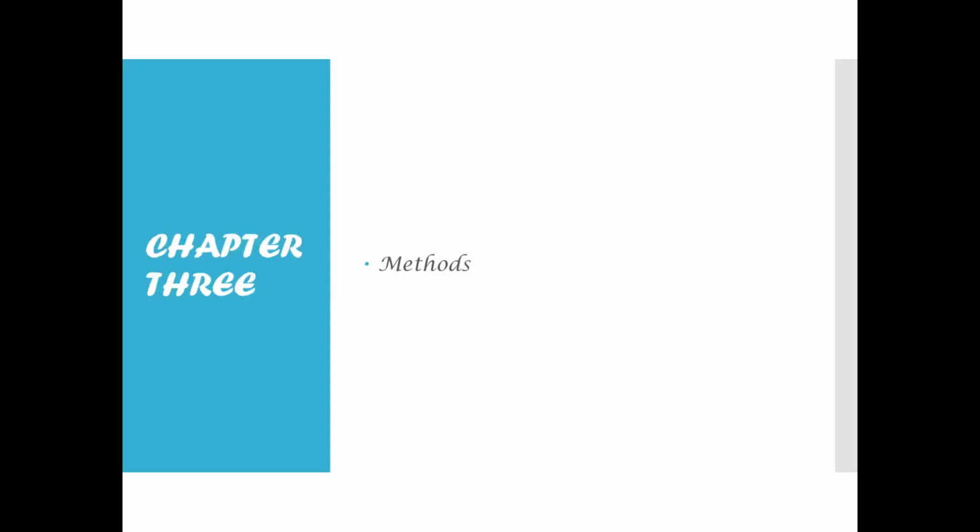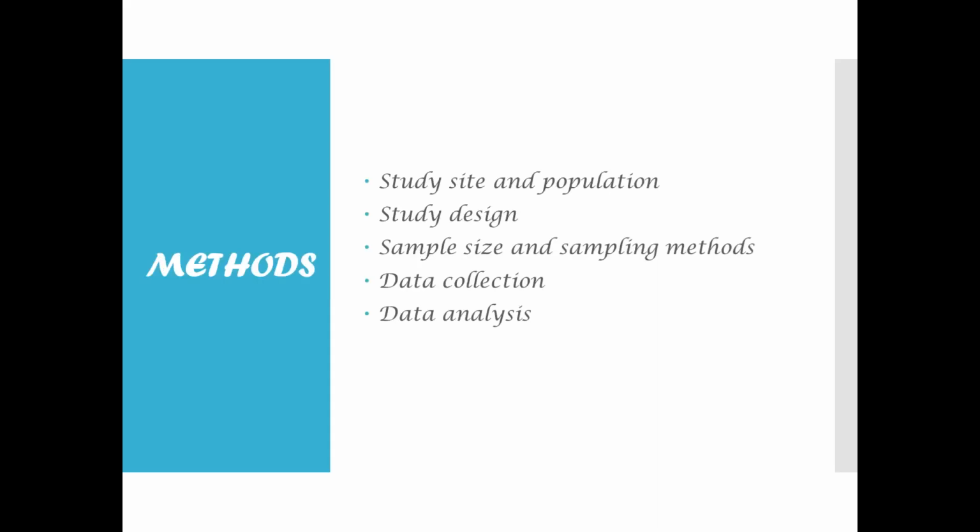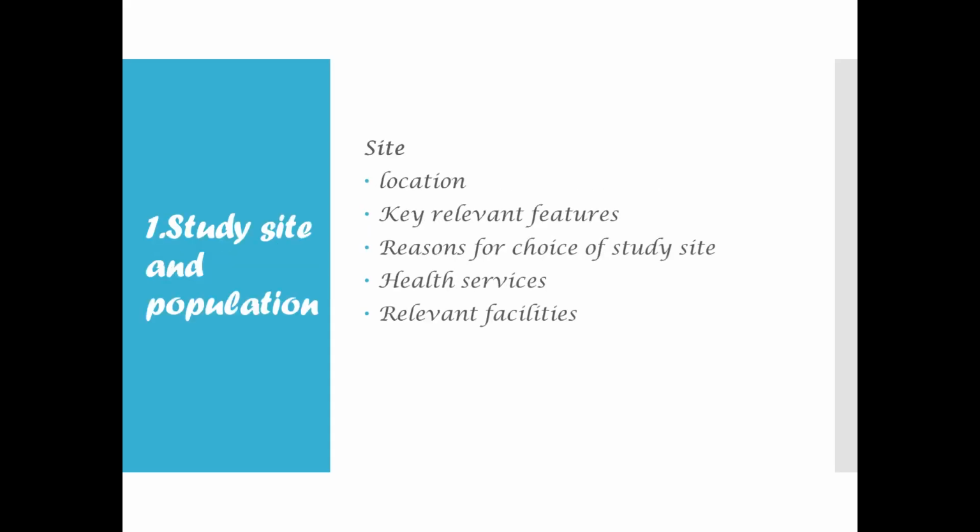So chapter 3, methods. Under methods you need to talk about the study site and population, the study design, the sample size and sampling methods, data collection and data analysis. Under study site and population, when you're talking about study site, you need to mention the location. You need to mention the key relevant features of that area that you have chosen. Then you also need to mention why you chose that site and not any other site. Then the health services that are offered there and relevant facilities.